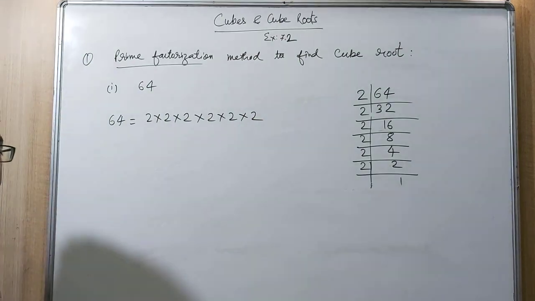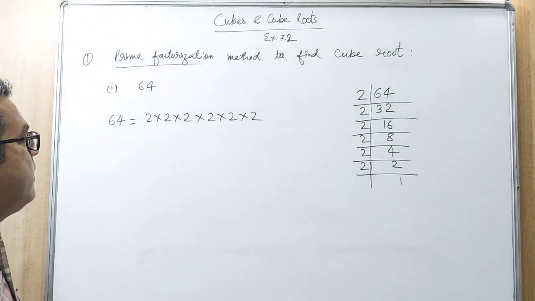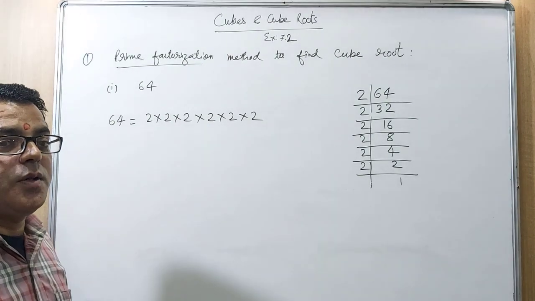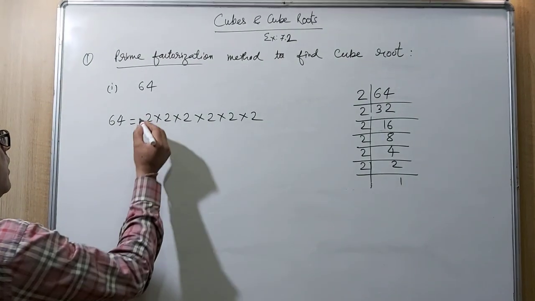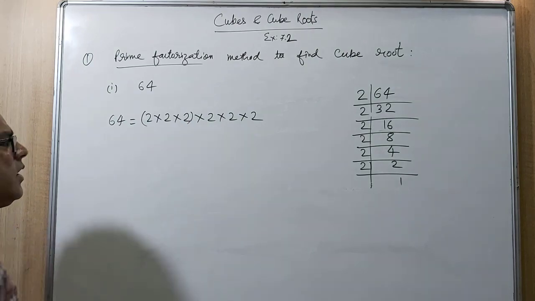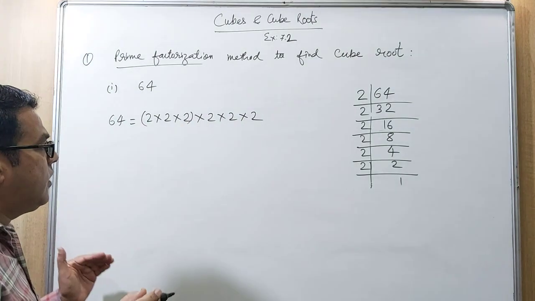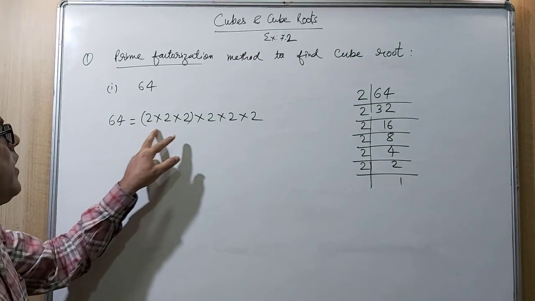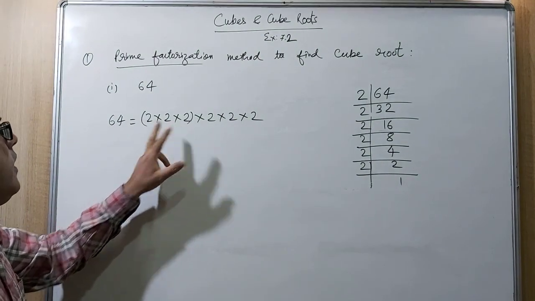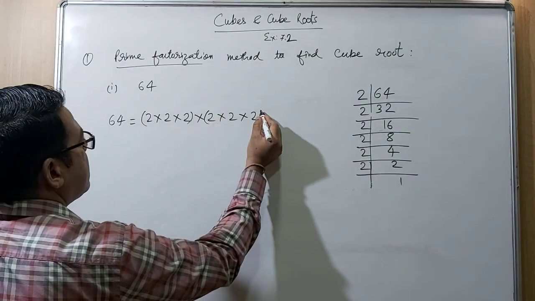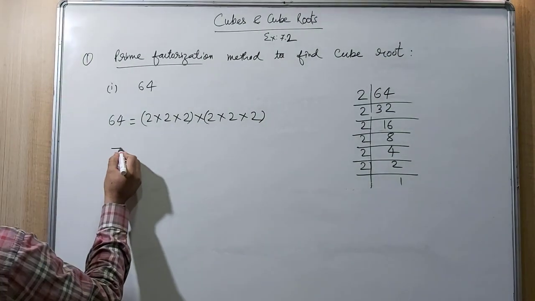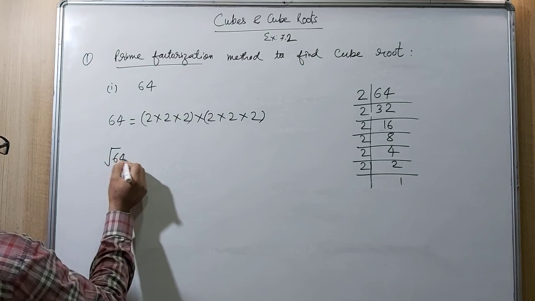Now the second step is you need to write these factors in a group of threes or triplet. We have to make a triplet. So this is first triplet. Triplet means we are taking three same factors together. So we are taking these three together. So first triplet, this is second triplet. Right? Now cube root of 64.